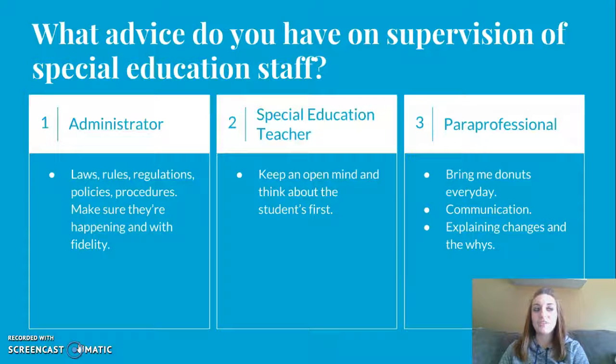My para, she does work for me, so I am technically her supervisor. So she was joking a little bit and told me that I needed to bring her donuts every day. But she said communication is huge.